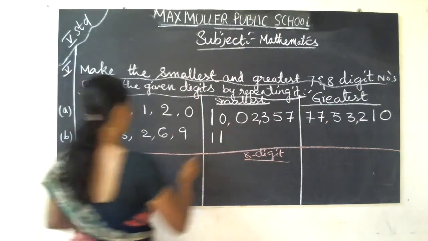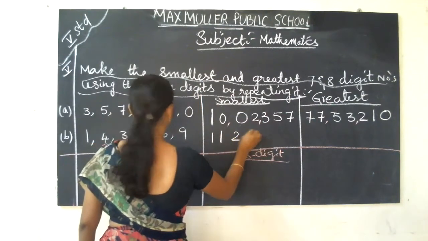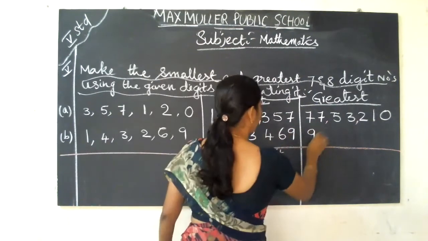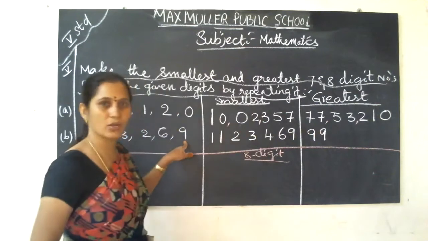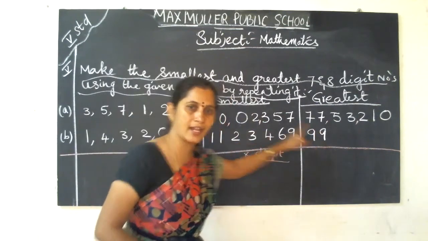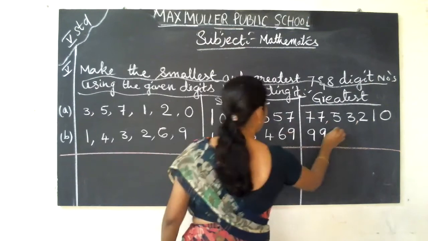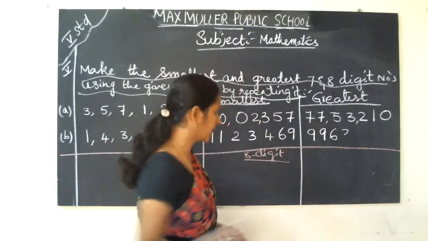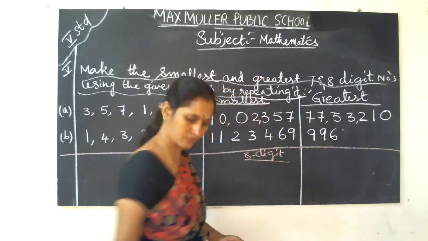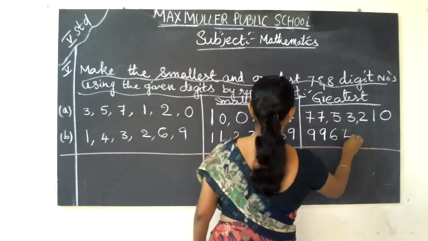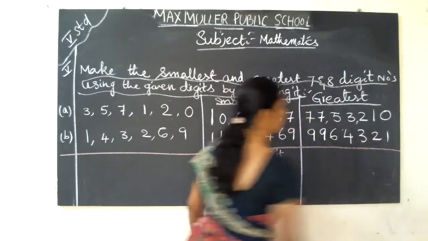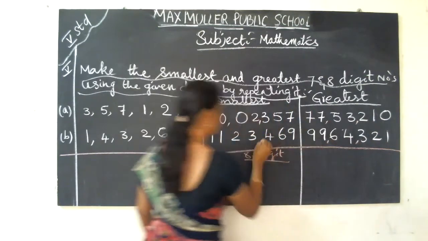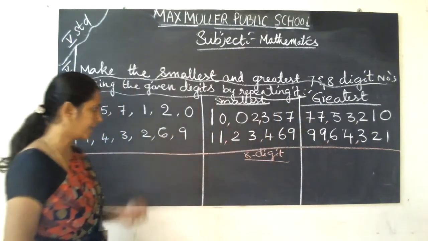So 1, 1, 2, 3, 4, 6, 9. Here 9 is the greater number. So I am repeating one more time, that is once again. So 9, 6, 4, 6, 4, 3, 2, 1. So this is the greatest number. Okay. Now the 8-digit number we are doing.